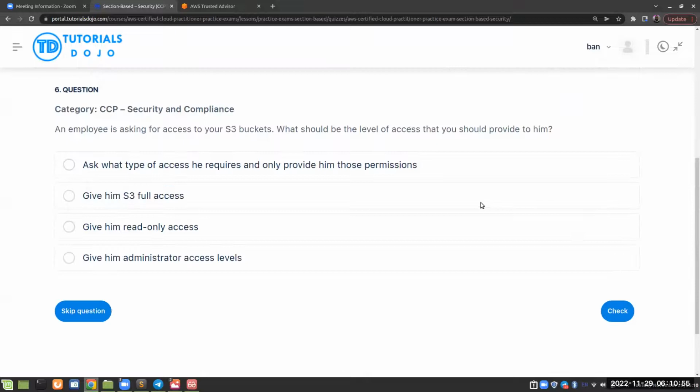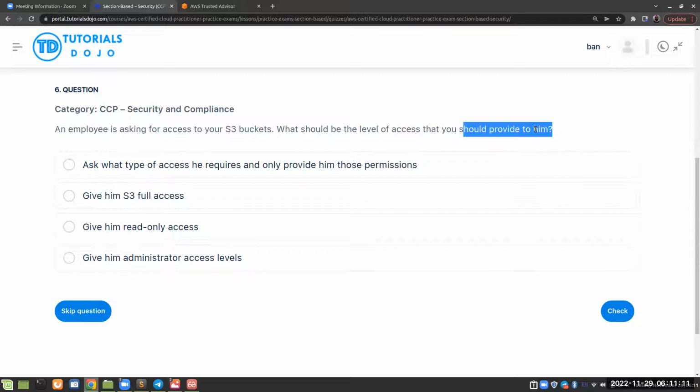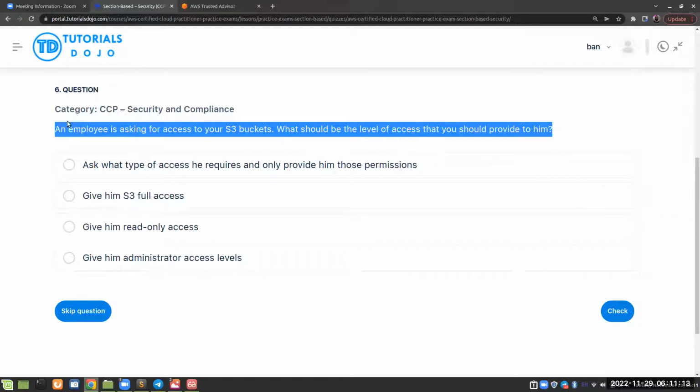Okay, thank you, everyone. The next question is for Tamojang. An employee is asking for access to your S3 buckets. What should be the level of access that you should provide him? So I think it's straightforward. An employee is asking for access to your S3 buckets. What level of access should you provide him?